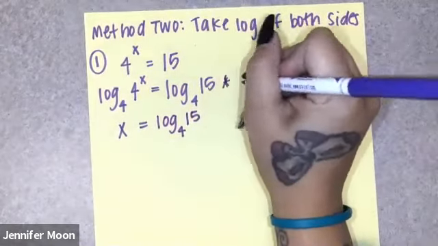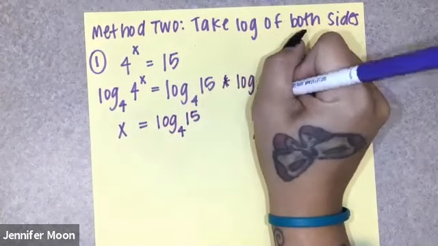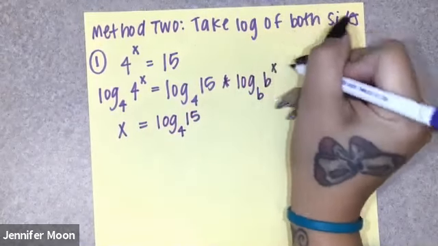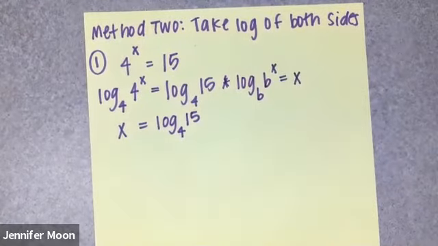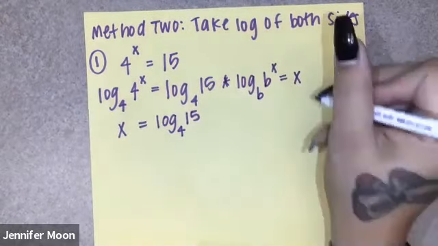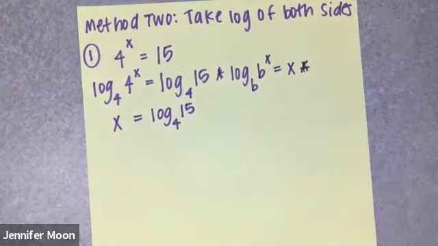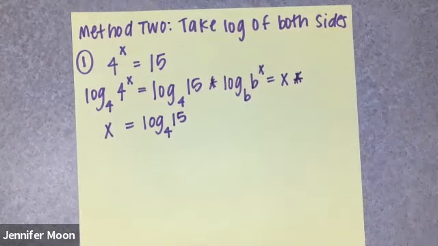And y'all, that's because I used the property that says log base b of b to the x is just x. And I want to solve for x. So that was kind of sheer manipulation on my part, knowing that I want to solve for x. How can I get x on that left-hand side?